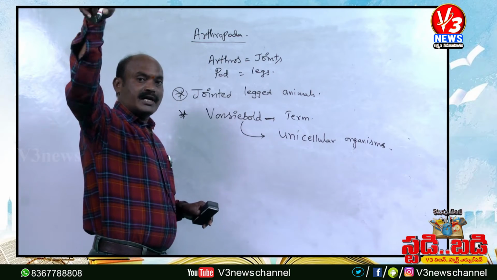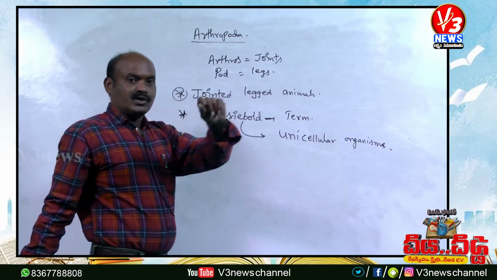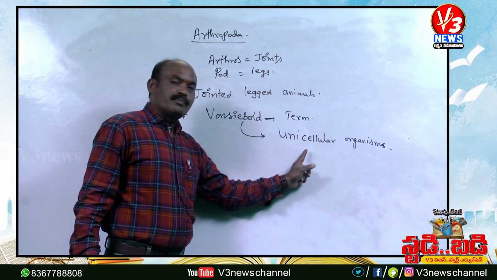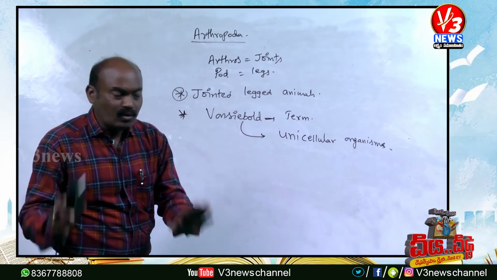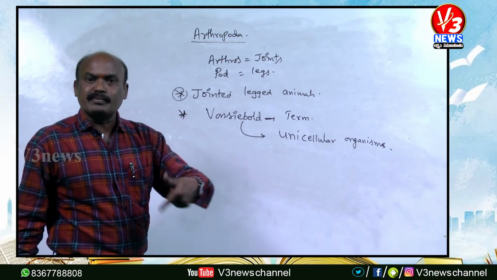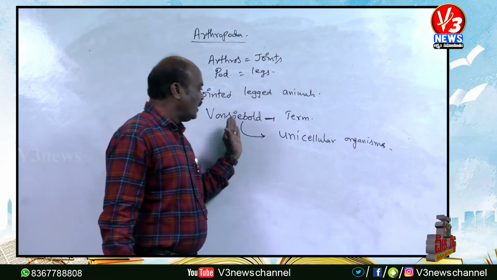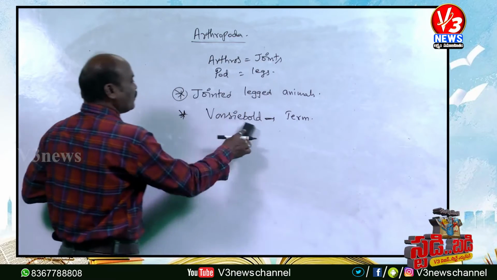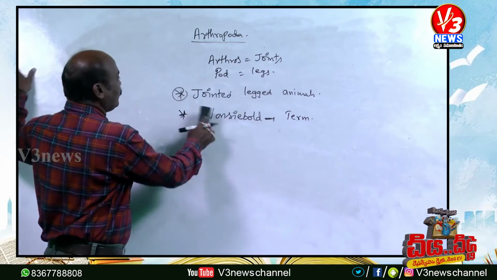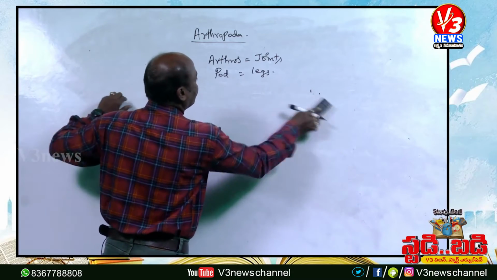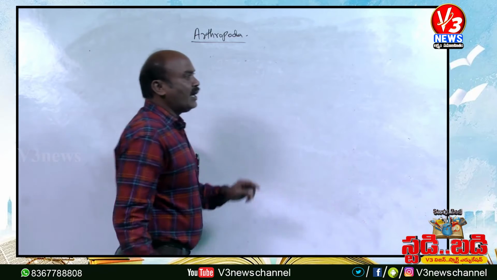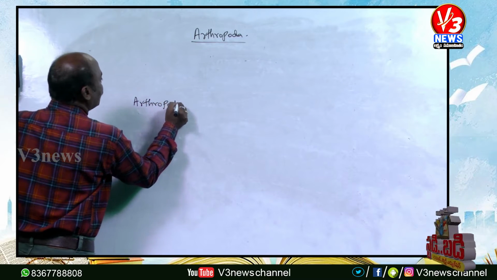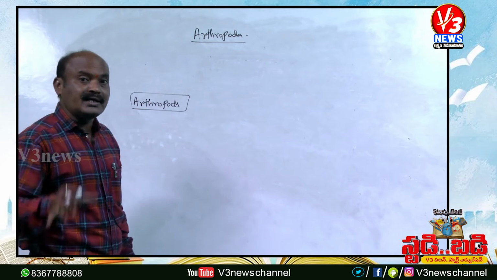According to Hyman, the same protozoans are acellular. According to Van Siebold, these protozoans are unicellular. Uni means single; their body is composed of a single cell, hence he called them unicellular organisms. The term Arthropoda was given by Van Siebold. Next, coming to the important characteristic features of the phylum Arthropoda. The arthropods are jointed legged animals.